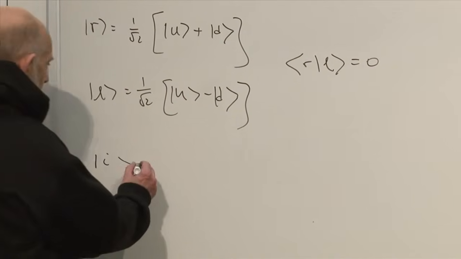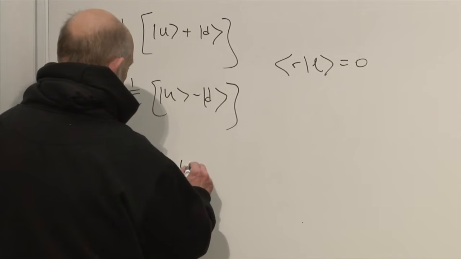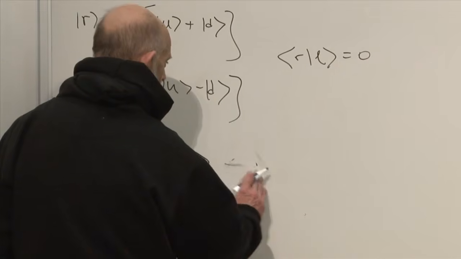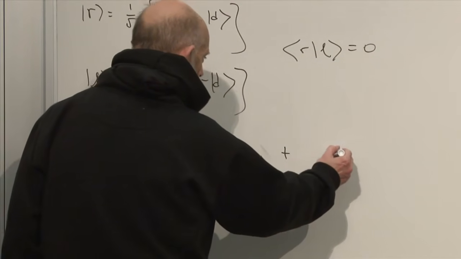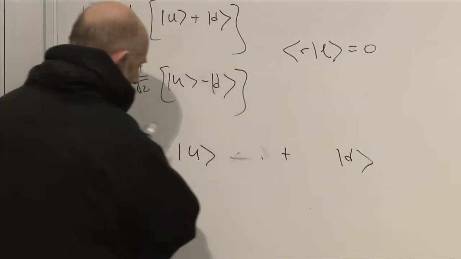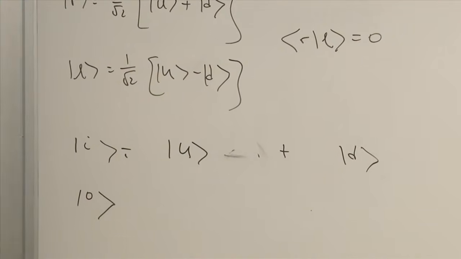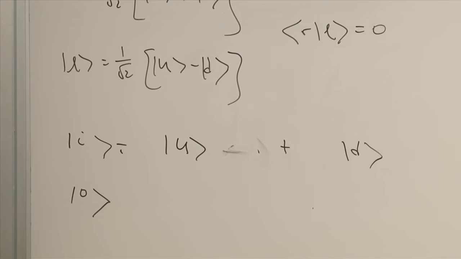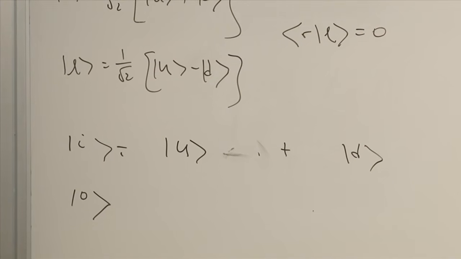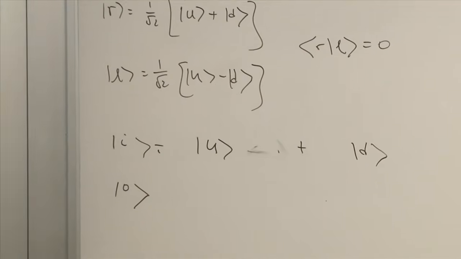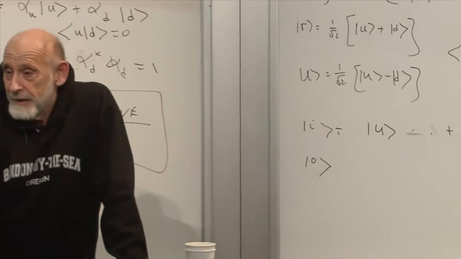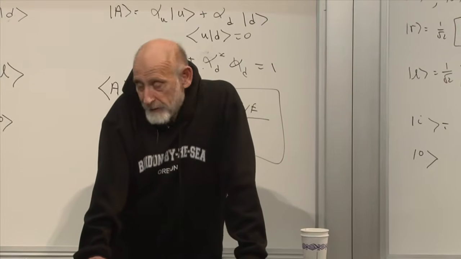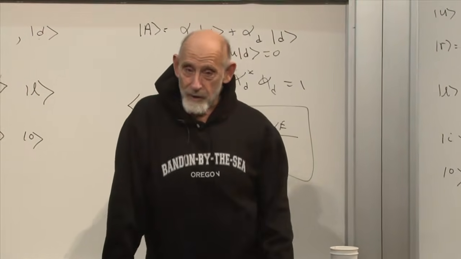Okay, so let's try to guess. It's going to have an up, plus a down. But there's going to be some coefficients here. We don't know what those coefficients are yet. What do we know about the coefficients? They're complex in general. Their modulus squared has to be 1/2. The magnitude of this square has to be 1/2.